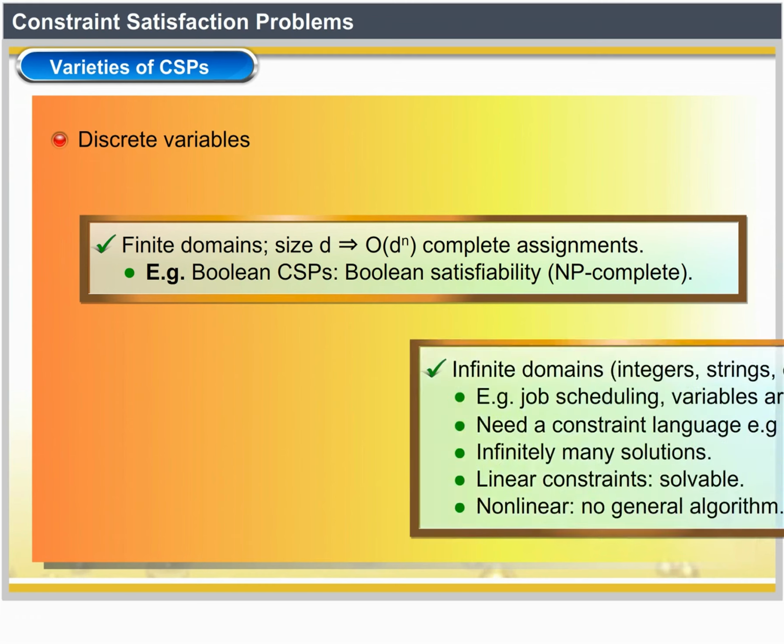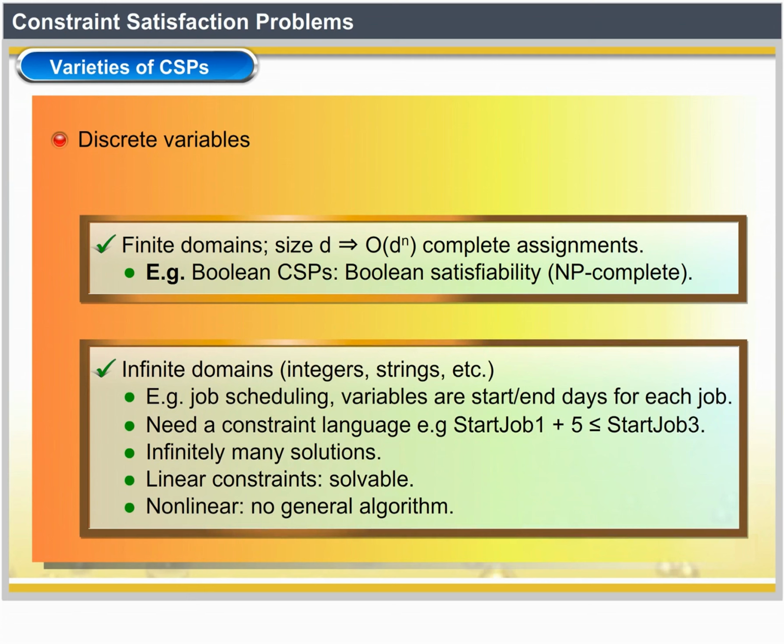Infinite domains: integers, strings, etc. Example: job scheduling. Variables are the start or end days for each job. We need a constraint language. Example: start job 1 plus 5 is less than or equal to start job 3. There are infinitely many solutions. Linear constraints are solvable. Non-linear constraints have no general algorithm.